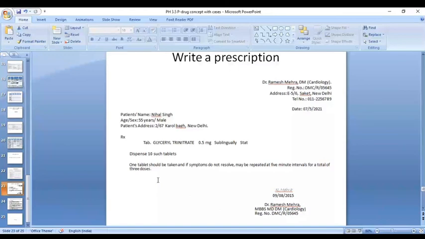So this is the format of the prescription that we discussed in the last lecture. The particulars of the doctor, the date, patient particulars, then you have the superscription, then the body of the prescription, then the subscription, and then you have the instruction to the patient, the signa, and then your signature and the stamp. So this is how we write a complete prescription.